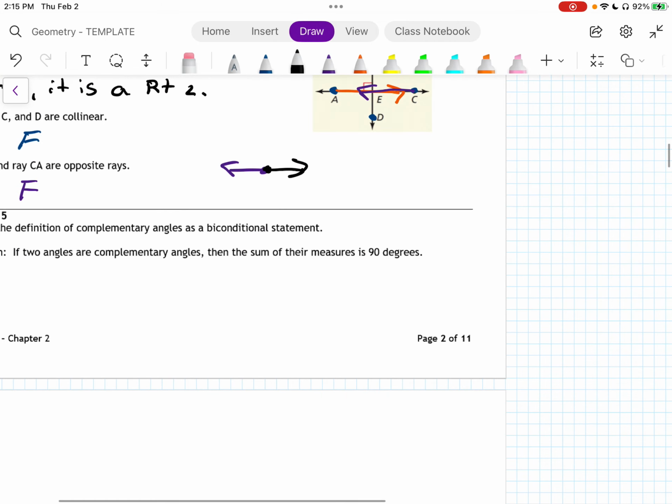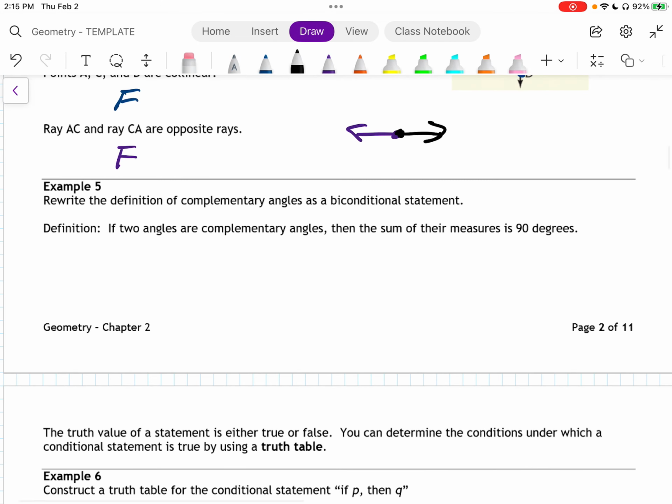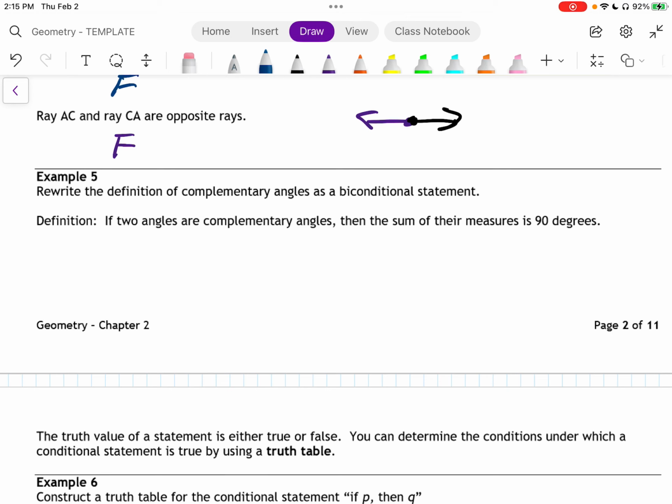All right, scrolling down to example 5 here. Rewrite the definition of complementary angles as a biconditional, right? Biconditional means use the if and only if. So here, I'm going to take my beginning and take my end, and I'm just going to cancel out the if and the then, and I'm going to put IFF. So let's read it as this, and maybe we don't have to rewrite the whole thing. Two angles are complementary angles if and only if the sum of their measures is 90 degrees. Now that sounds about right. So there we are. We're going to cross off the if, cross off the then, and we add the IFF in there. Okay? I'm not going to rewrite the whole thing. I'm just going to leave it as that.